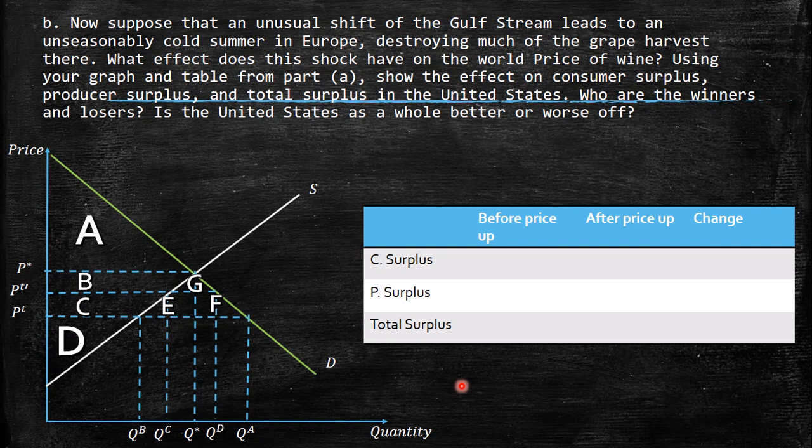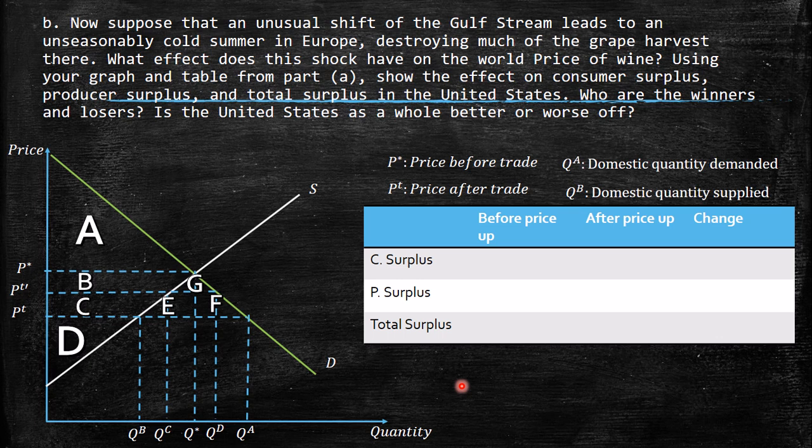On the other side, we will see how, given the higher price, consumers will demand less. They will demand QD instead of QA. So here we have P star before trade, PT after trade. It doesn't make too much sense here, because this is the price before the price up, and PT prime, as I said before, is the price after the problem, after the cold summer in Europe.